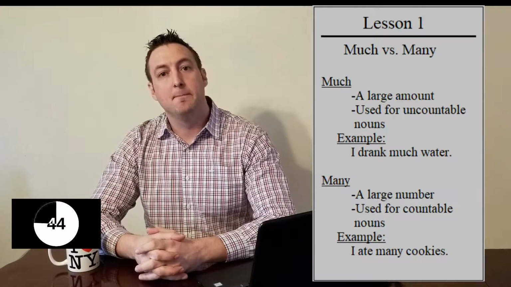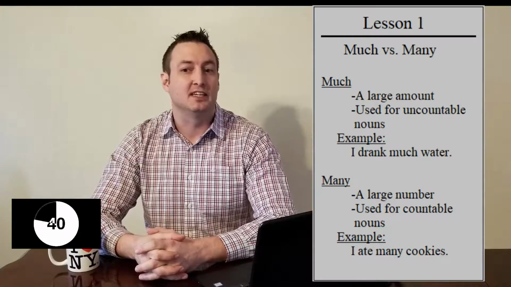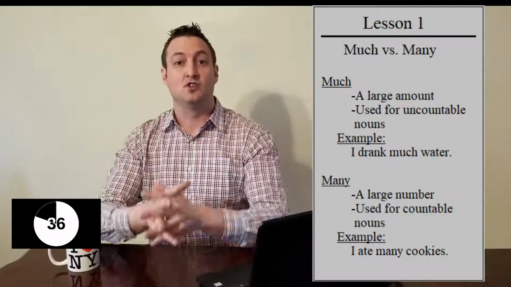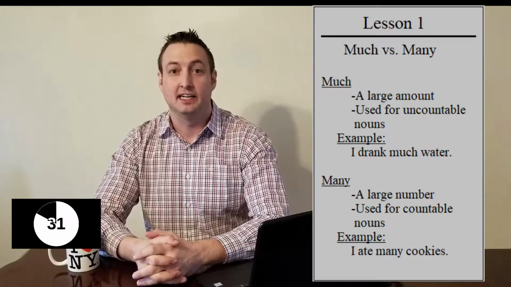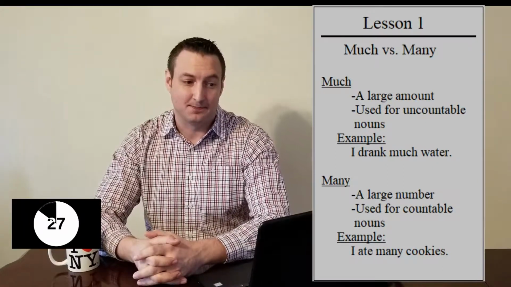Now we have the word many. Many is just a large number, and we're going to use it for countable nouns. So for an example, yesterday, if I ate 22 cookies, I probably didn't count that I ate 22 cookies. I'm just going to say, I ate many cookies.